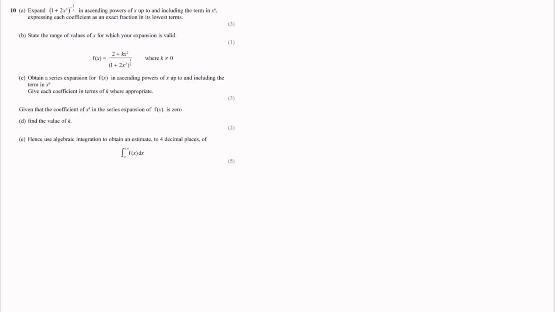Question 10a. Expand 1 plus 2x squared in brackets to the power of minus 1/3 in ascending powers of x up to and including the term in x to the power of 6, expressing each coefficient as an exact fraction in its lowest terms. Okay, so this is a binomial expansion question. When the power of the binomial expansion is a negative or a fraction, we need to use the formula from the formula book. So I've copied and pasted it here.